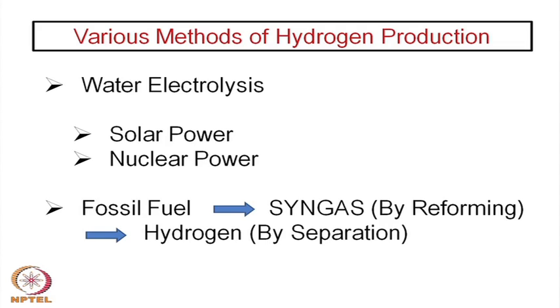So, you are not producing any carbon, you are not producing any environmental pollution, and therefore you can generate hydrogen, although it may not be a very efficient process, but at least you can get hydrogen using solar power. Still, it is not an economic proposition. Or you can use nuclear power to electrolyze water.